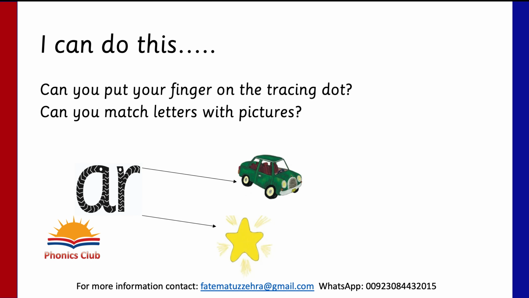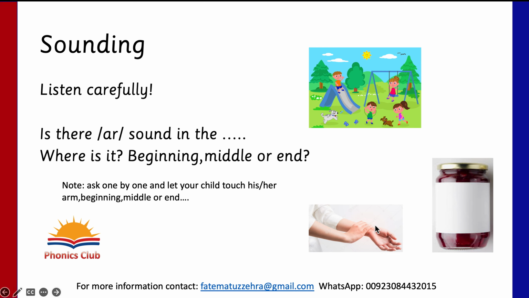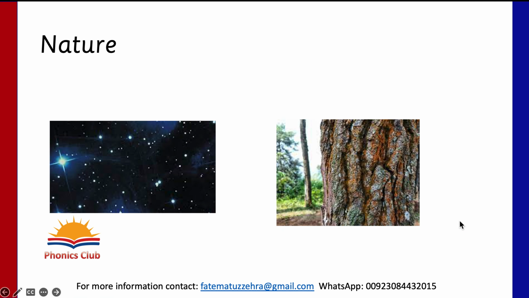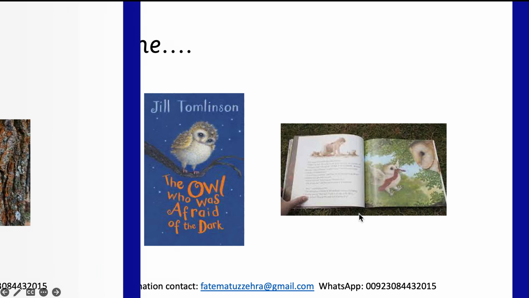You put your finger on the tracing dot and match letters with pictures, car and star. Now listen carefully and tell where is the sound. In the park, sound is in the middle. In the arm, sound is in the beginning, and in jar, sound is at the end. You can talk about the stars and tree barks available to them.